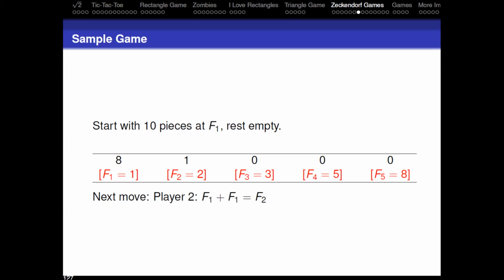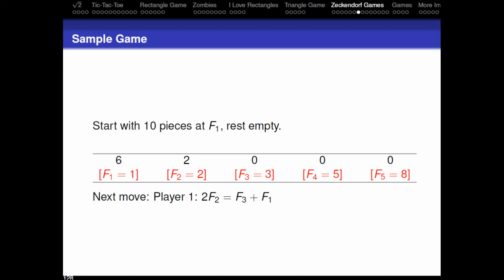Can you put something on the 3? Yeah, we could have taken something on bin 1 and something on bin 2 and made something on bin 3. That would have been a perfectly fine move as well.